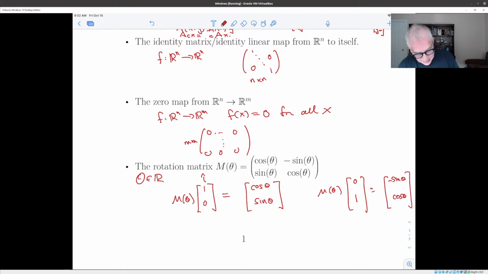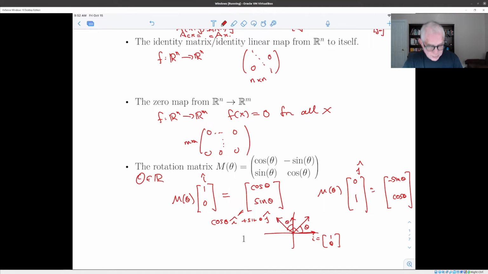And if you think about what's going on here, here's (1, 0), it's i, and it goes to the vector which you can think of as cosine theta i plus sine theta j. Here's j over here. And so we've rotated it by an angle theta. And similarly, the vector j gets rotated over to here by an angle theta. And these remain perpendicular to one another.